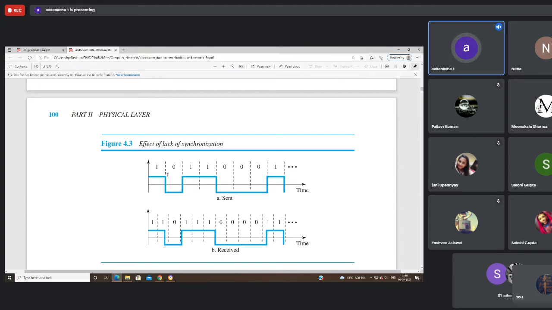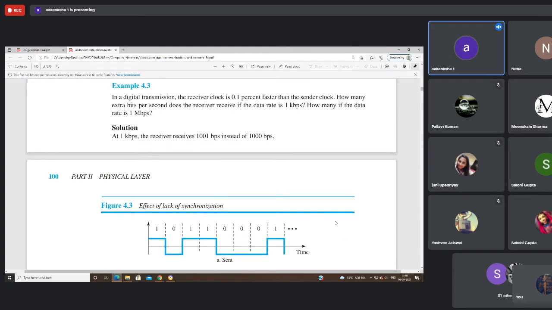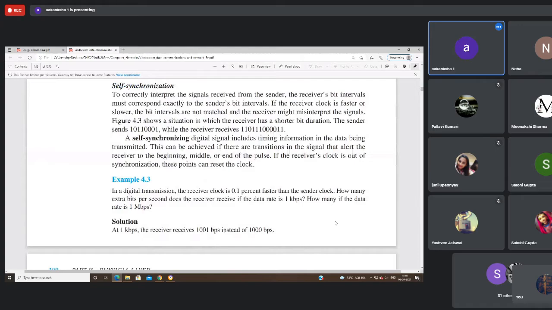So the message was 10111001, but the receiver has interpreted the message as 110111, 4 zeros and 11. So you can see this is an error in communication. This is because of the clock synchronization of the sender and the receiver. I hope this is clear to all of you.